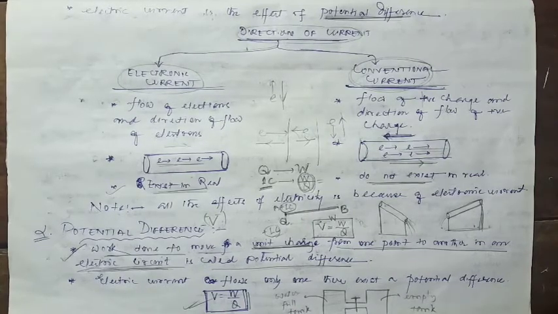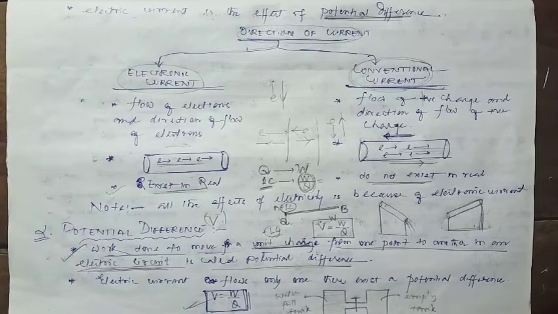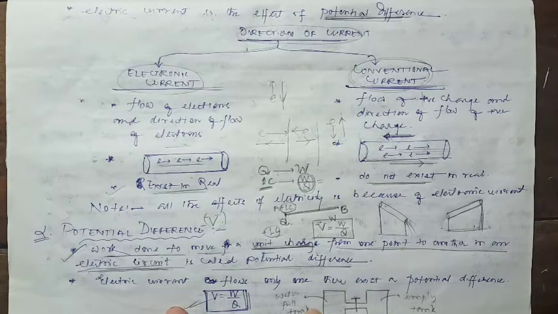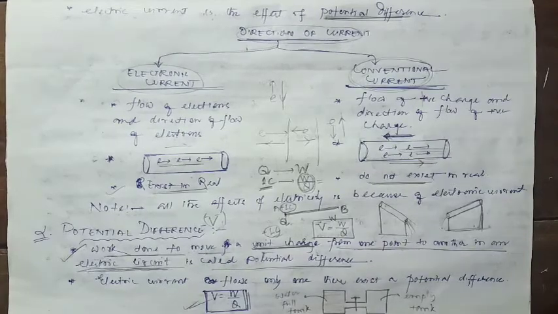So every physical quantity has an SI unit. So there is an SI unit to measure the potential difference. Potential difference is measured by a unit called volt. Students, you can compare the potential difference with the water levels. We can understand potential difference with this water tank analogy.